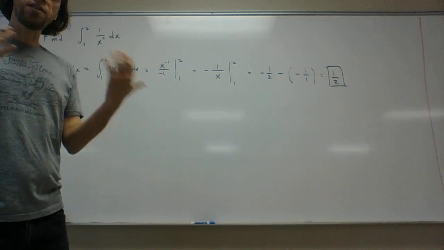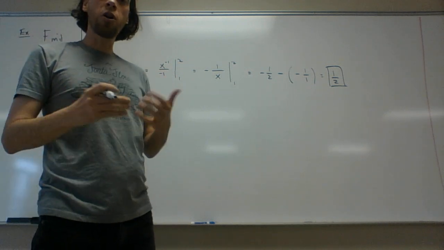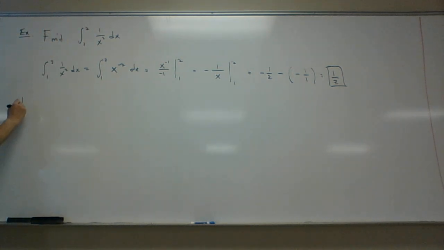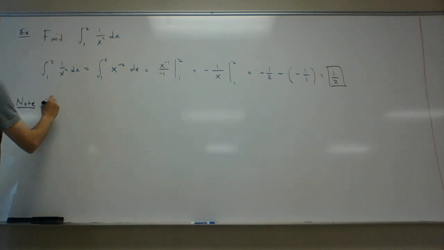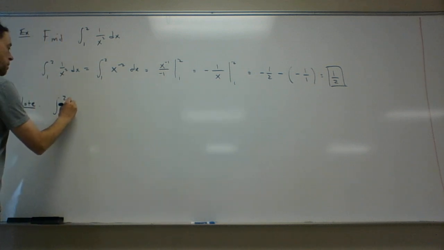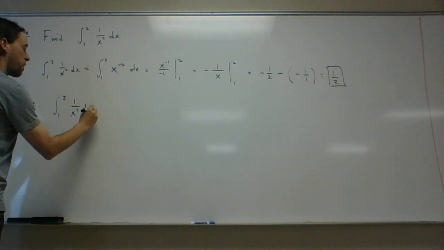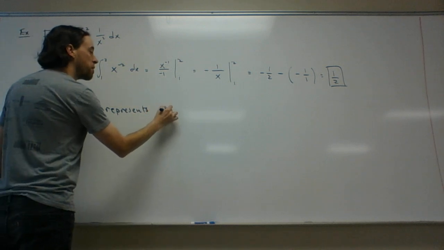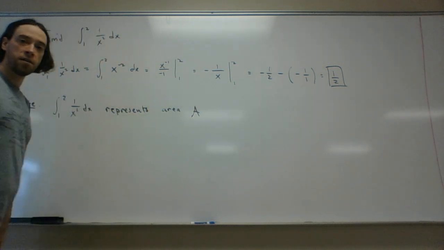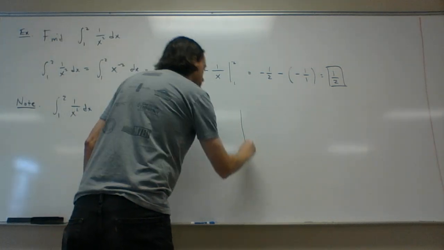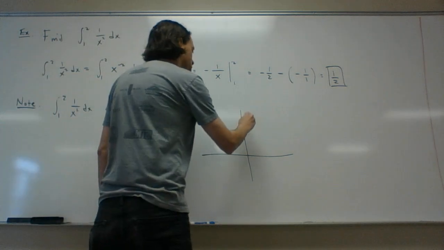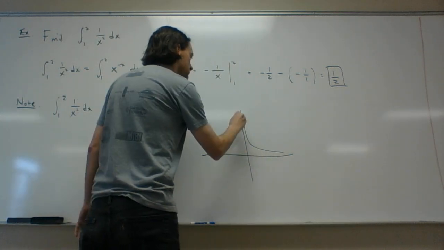Okay, so that's the example that I want to start with, and of course we already knew how to do that. I also want to note what this represents. So this integral represents area A that we're going to indicate here. And if you look at this 1 over x squared function, you could use Desmos to graph it, but it looks something like this.